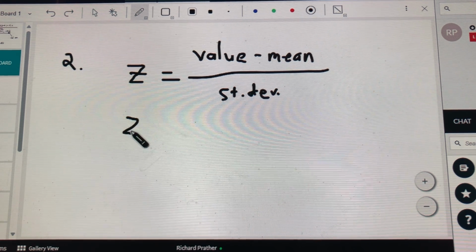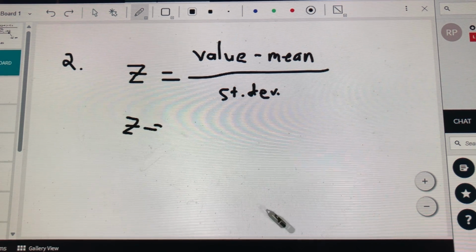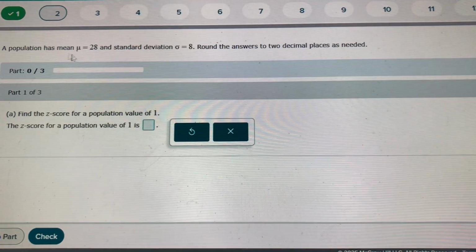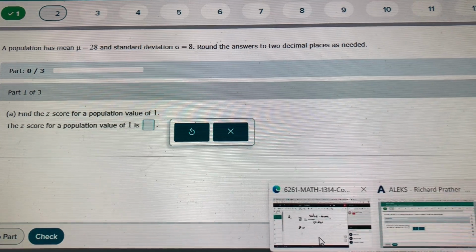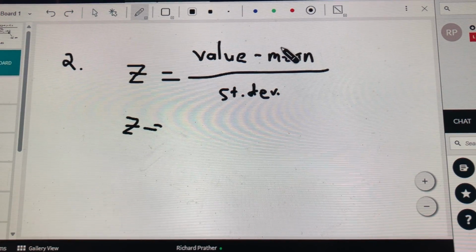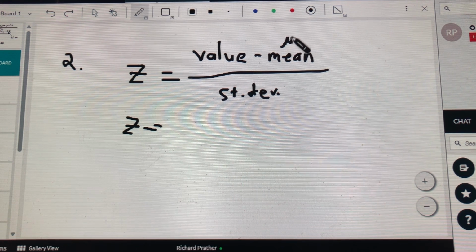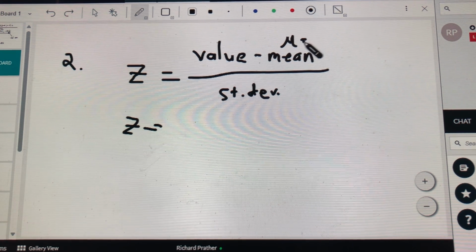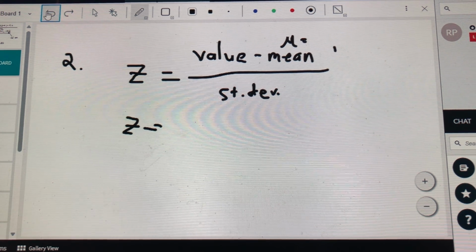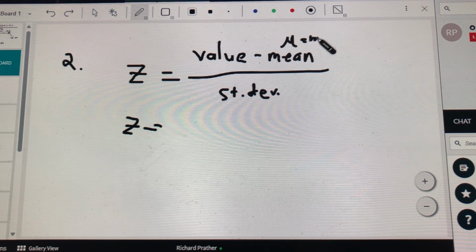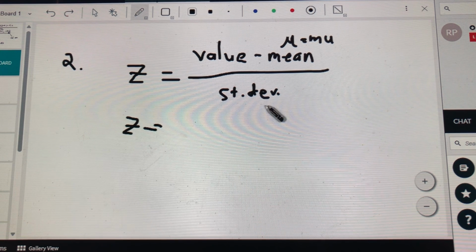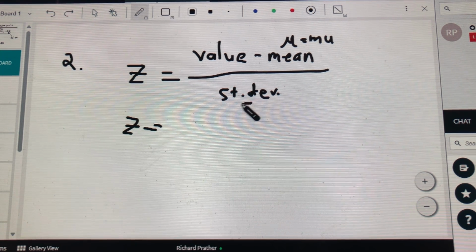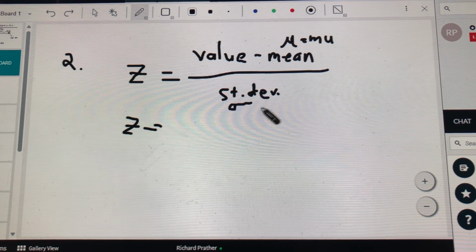So in this example number 2, they told me that the mean, in the paragraph it says the mean is 28 and the standard deviation sigma is 8. And just so you know this too, there's a Greek letter mu that they use for the symbol for mean. This is the Greek letter mu. It's not an English letter M. I get that a lot. And then the symbol for standard deviation is another Greek letter called sigma.